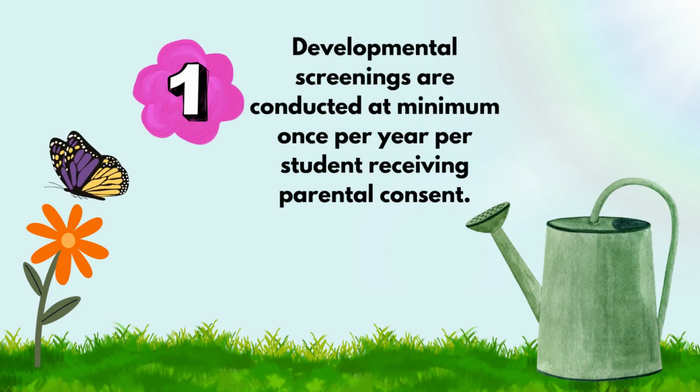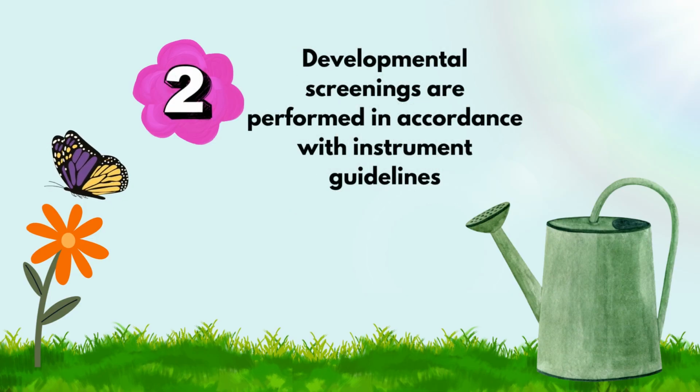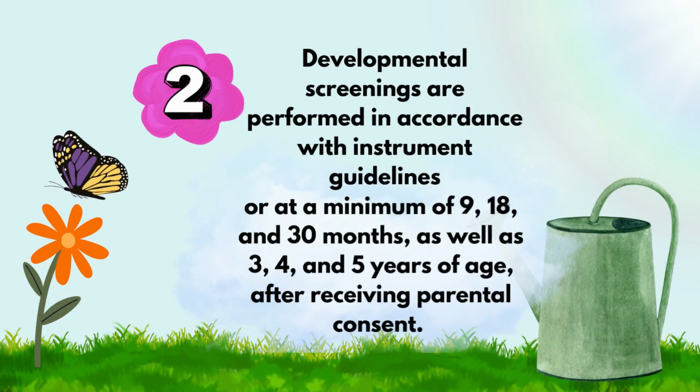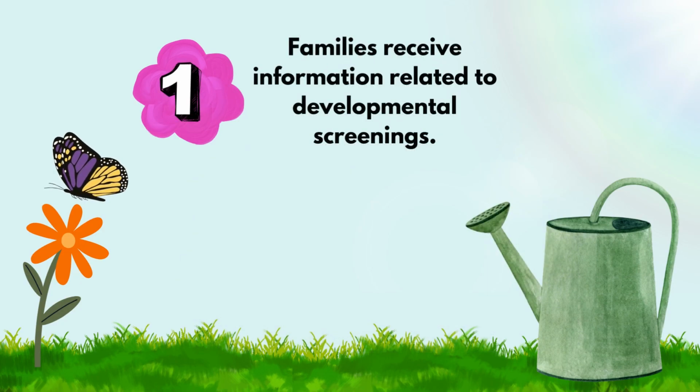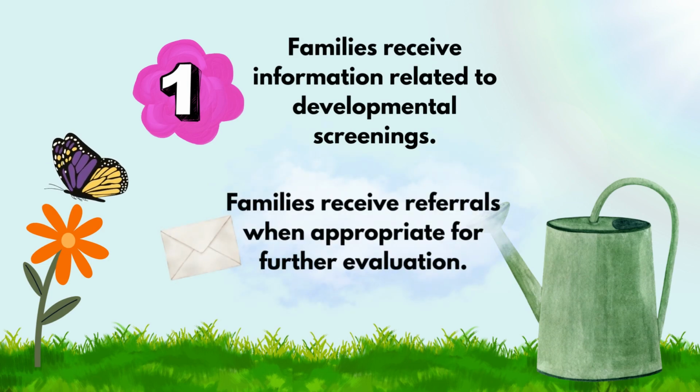1 point may be obtained when developmental screenings are conducted at a minimum of 1 time per year for students receiving parental consent, or 2 points may be obtained for developmental screenings performed in accordance with instrument guidelines or at a minimum of 9, 18, and 30 months, as well as 3, 4, and 5 years of age for students receiving parental consent. Additionally, 1 point may be obtained when families receive information related to developmental screenings and, as appropriate, receive referrals for further evaluation.